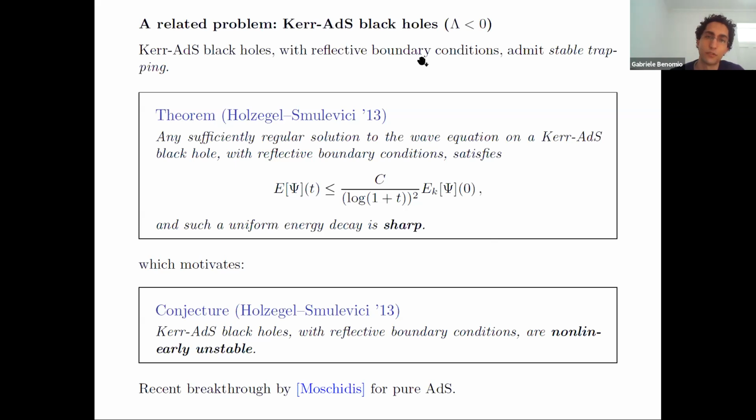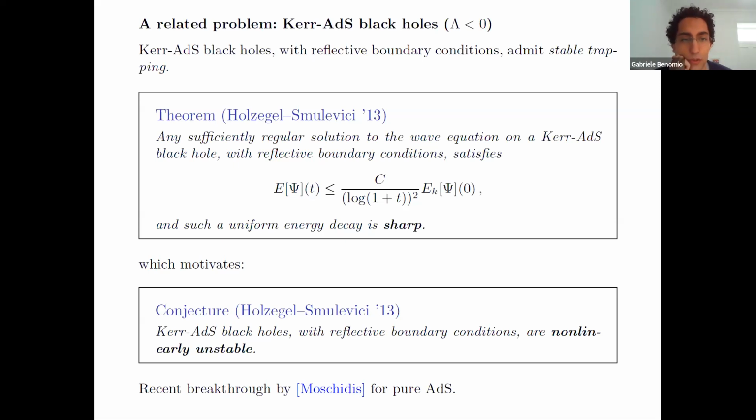If one assumes reflective boundary conditions on Kerr-AdS black holes, then these solutions admit stable trapping for null geodesics. And in analogy to what we saw for black rings, it is a theorem of Holzegel and Smulevici that linear waves have to decay slowly on Kerr-AdS black holes. Once again, this slow decay is related to the presence of the stable trapping phenomenon. The theorem states that any sufficiently regular solution to the wave equation on a Kerr-AdS black hole, with reflective boundary conditions assumed at infinity, satisfies this logarithmic uniform energy decay estimate. And such a uniform energy decay has to be sharp.